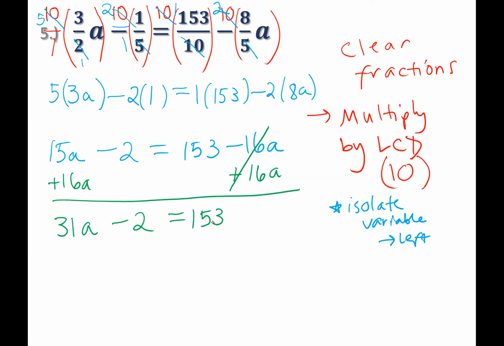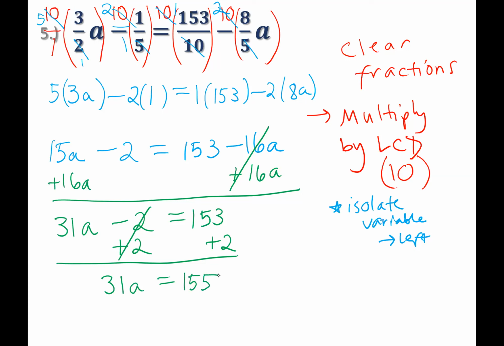We're about 2 steps away now. I have all the variables on the left side. Now I'm just working on continuing to isolate it and get it by itself. So I'm going to add 2 to both sides, right under this minus 2. Minus 2 plus 2 cancels out. So I have 31a equals 153 plus 2 is 155.